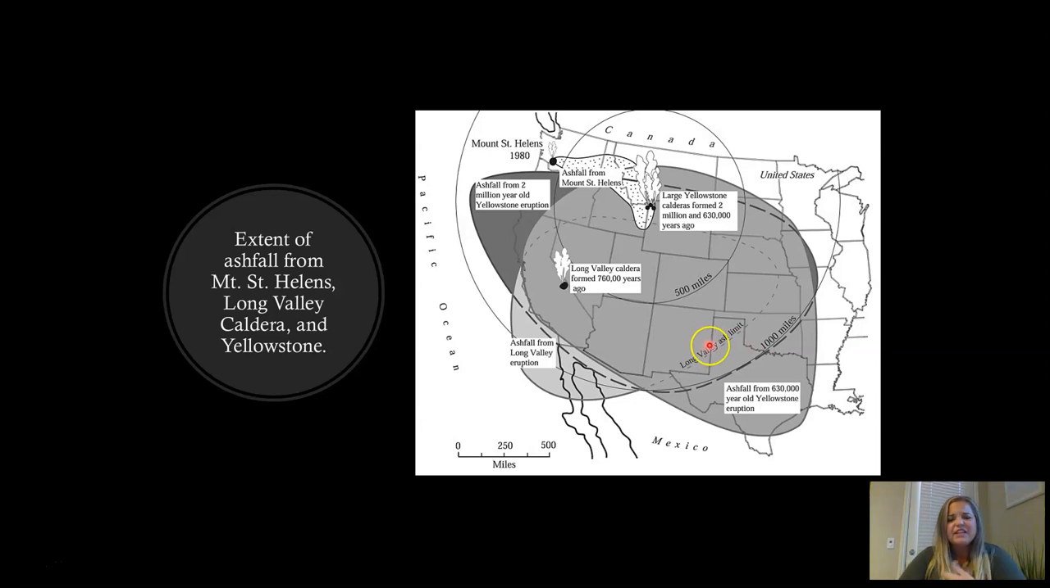So looking at ash fall, we can compare calderas to composite stratovolcanoes. So here's the Mount St. Helens volcano location and the ash fall associated with the 1980 eruption. Then we can look at Long Valley, and we have a couple from Yellowstone. So you can tell that the ash fall that we see from composite stratovolcanoes is far less than what we see from calderas. So there's Mount St. Helens, Long Valley, Yellowstone.